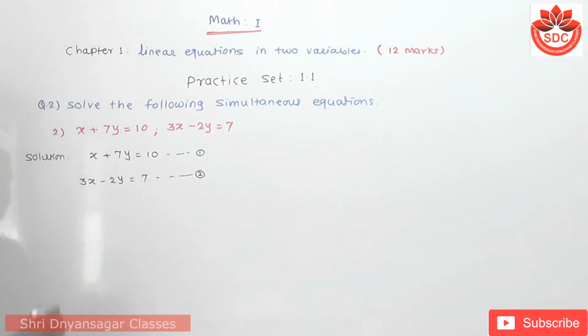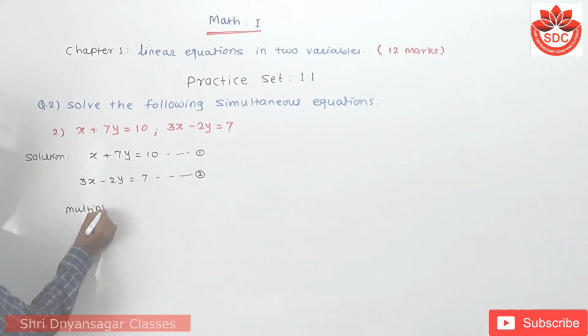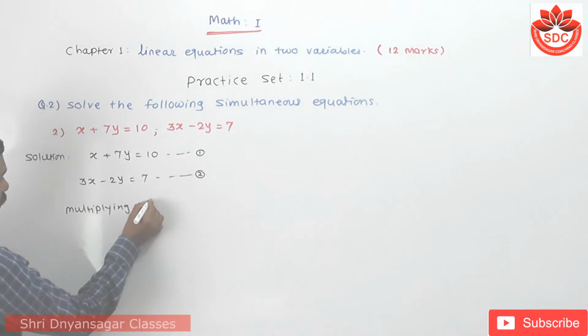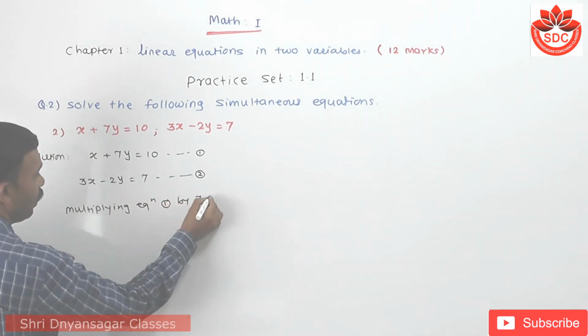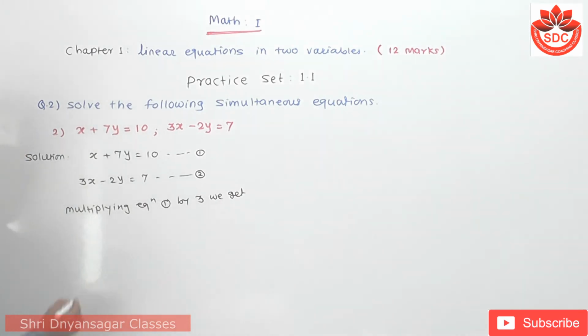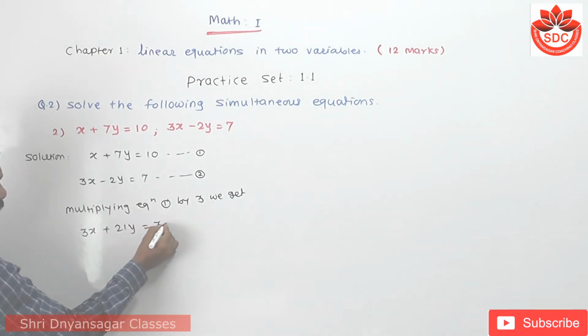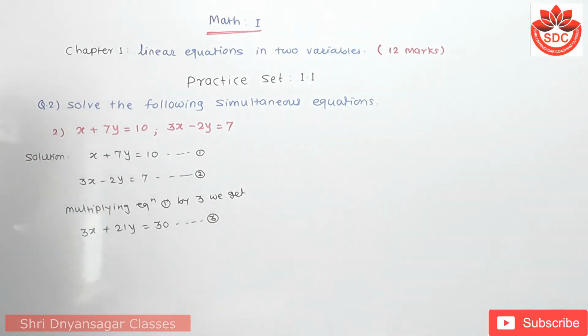So take here the sentence such that, multiplying equation first by 3 we get. When we multiply by 3, we get that 3x plus 3 7s are 21y is equals to 30. This is equation number 3. Then we solve equation second and third. When you observe here, if you have to subtract these two equations, because 3x having plus sign, same sign, so we have to subtract it. These two equations, we get the value of one variable.